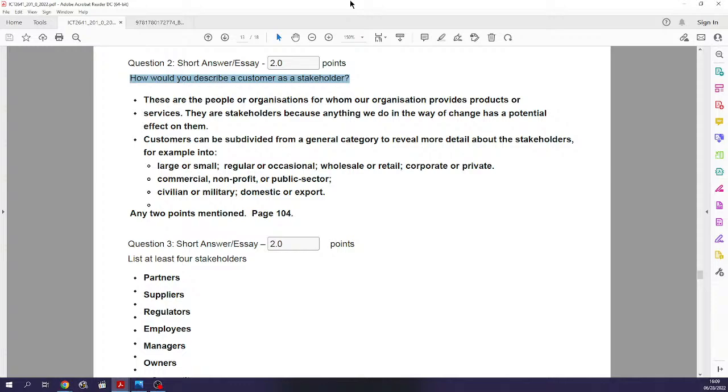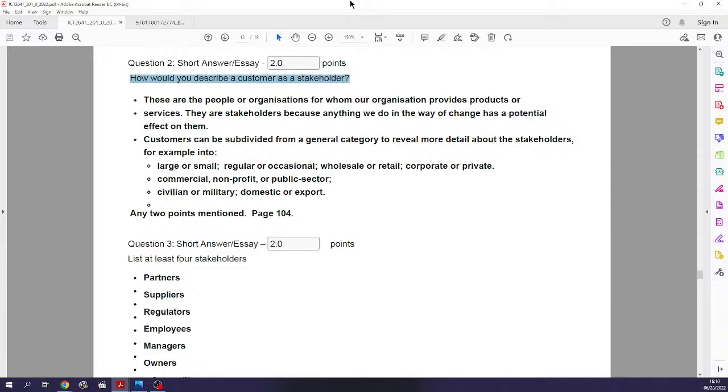Stakeholders, and then they're each worth 2 marks, right? 2 points. Now, these are essentially exam-type questions. The way that I like to tell students to approach them is to look at the kind of grammar and vocabulary that they use in the question, and then look at the mark allocation to give you an indication of how much detail you would need to give in order to answer the question.